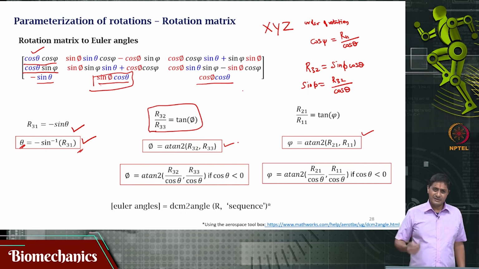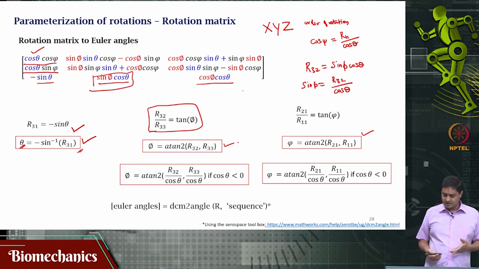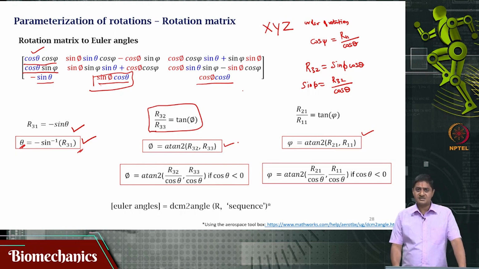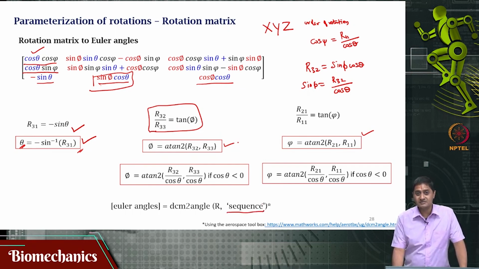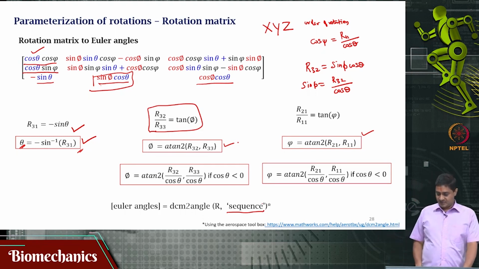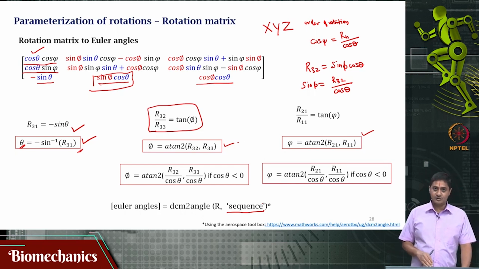This is using a manual method or an algorithm. If you are having the aerospace toolbox in MATLAB, by the way, this is not a default toolbox that comes with MATLAB, okay. If you have this toolbox, then converting from the rotation matrix to Euler angles is DCM to angle of the rotation matrix. You still need the sequence, because otherwise the system will not understand. You still need to say whether it is x, y, z or whatever else, right. So you will still need that sequence as an input to this function DCM to angle, to compute your Euler angles.